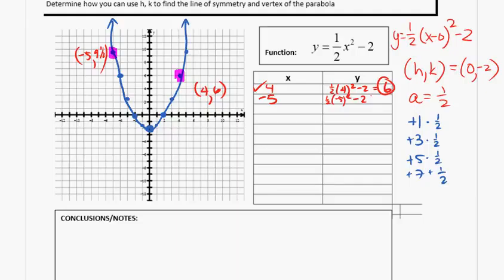Did I get it right? 10.5. So where did I go wrong in my jumps? Over 1, up 1, 2, 1, 2, 3. I didn't go up high enough. In fact, my jump should have been up here. So it's a good thing I'm testing it. So now that works at 10.5, not 9.5.